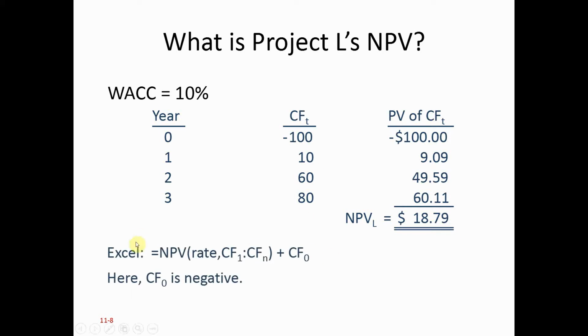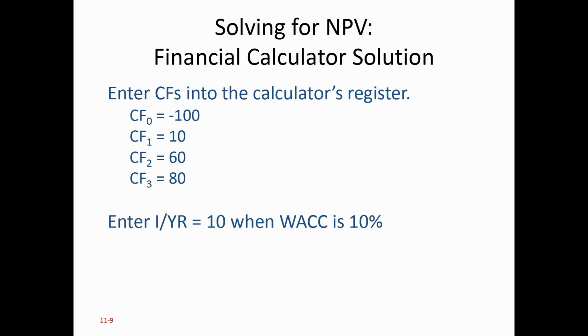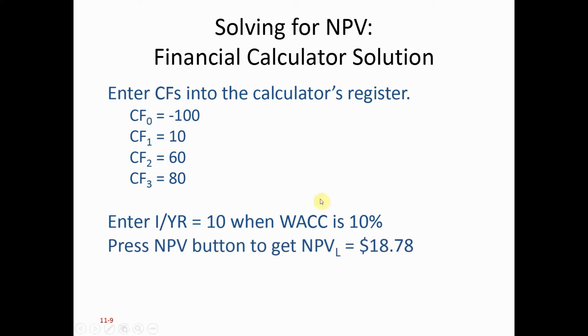Okay, so that's the Excel formula to do that, and you will do this in your Excel project number 7. You can also put the cash flows in your calculator and utilize the NPV function. For more details, you can check chapter 5, how to use your calculator to do NPV.